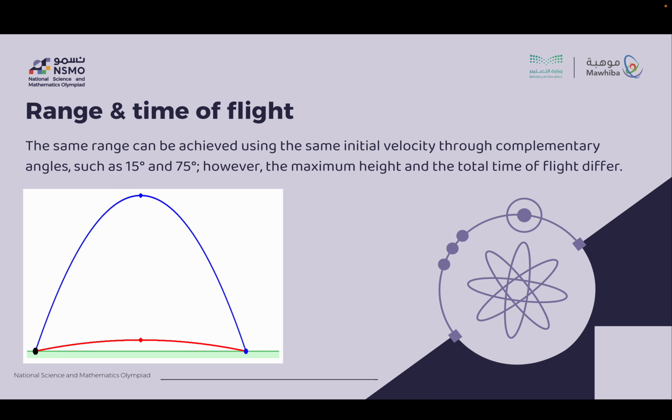One more important topic is the range and time of flight for different launch angles. The same range can be achieved using the same initial velocity through complementary angles. So, for example, at 15 degrees and 75 degrees. But as you can see from this figure, the maximum height will not be the same. The total time will also differ between the two cases. Can you figure out which one takes more time?